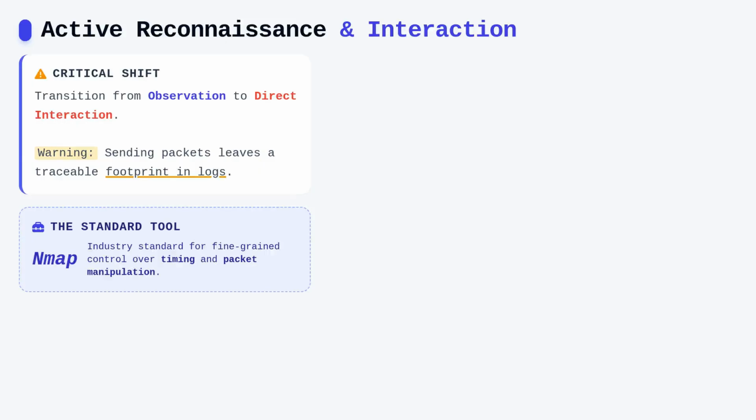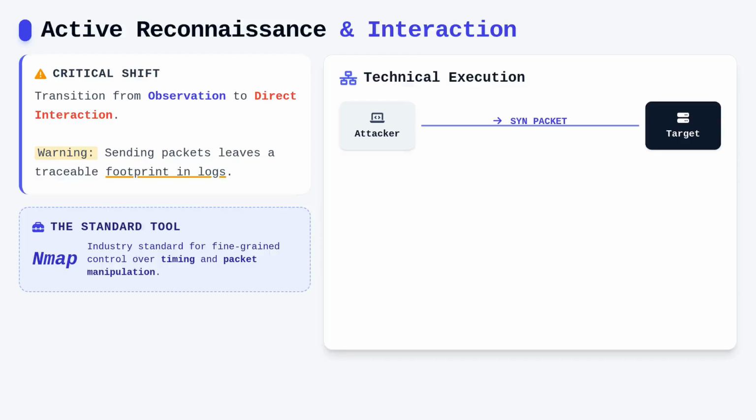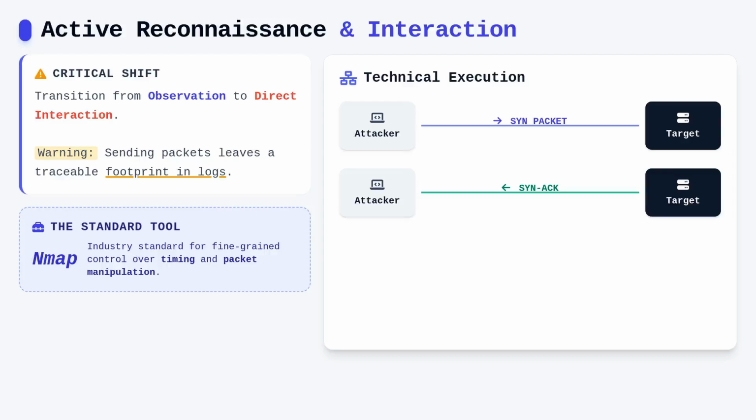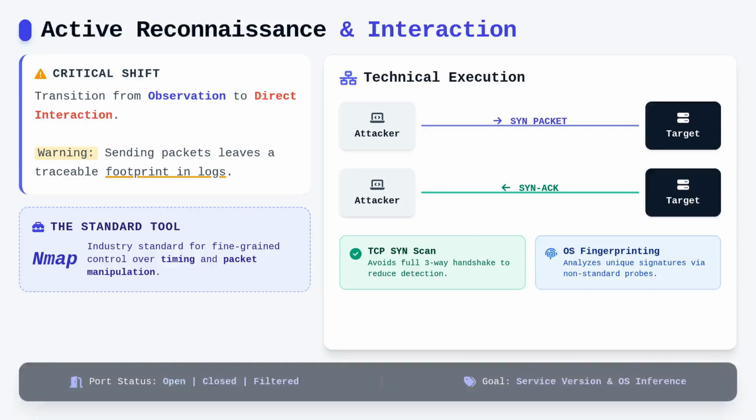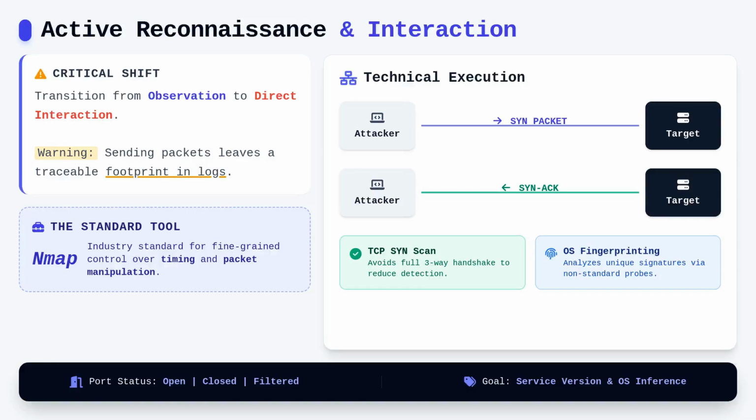Nmap remains the industry standard for this task because it offers fine-grained control over scan timing and packet manipulation. A TCP SYN scan, for instance, sends a SYN packet and awaits a SYN ACK, identifying an open port without completing the full three-way handshake, thereby reducing potential detection. Beyond simple port status, we look for service versions and operating system fingerprints. By analyzing the unique signatures in a service's response to non-standard TCP/IP probes, we can infer the underlying OS or the specific software version being used to support the application.